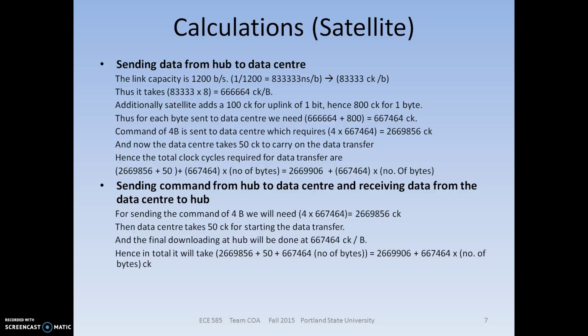While if you are sending command from hub to data center and receiving data from the data center to hub, the calculations would be almost same, but the concept would be different. First we will be sending the command which is of 4 bytes to the data center. Data center will take 50 clock cycles to analyze the command, and then data center would be sending the data for downloading to the hub. So it would be the same clock cycles.